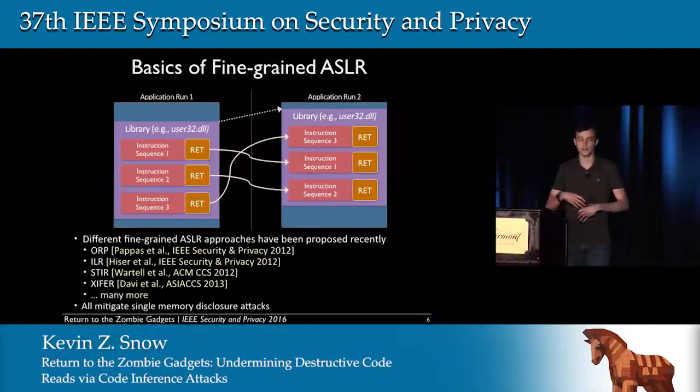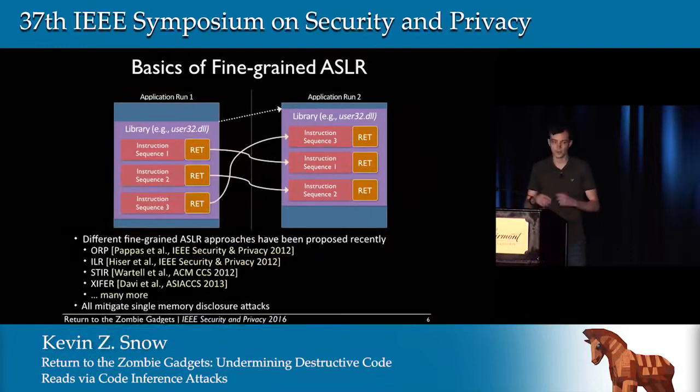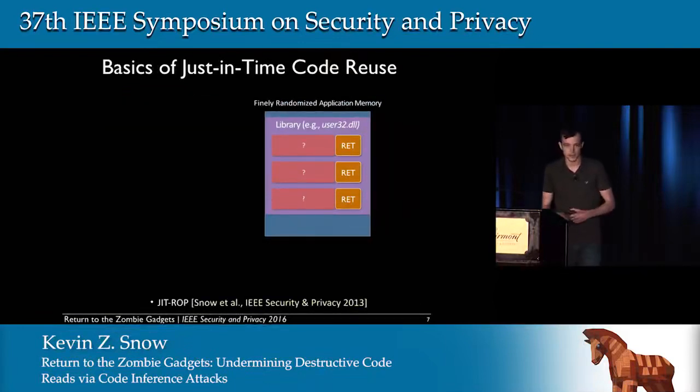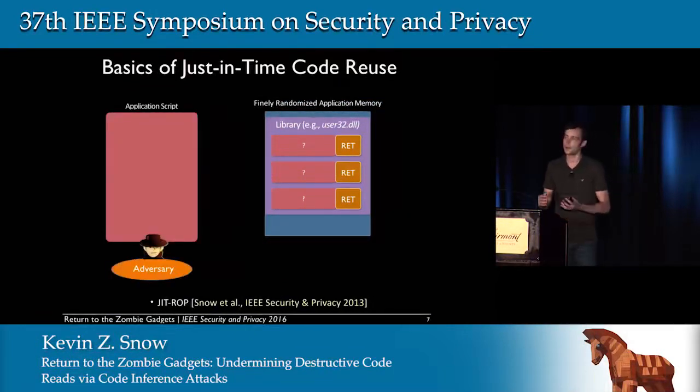And there's been a whole bunch of different proposals for how to implement fine-grained ASLR over the years, but they all essentially mitigate this single memory disclosure attack that I described in the last slide. So at this point, we have application memory that's been totally randomized, but we can't forget that the attacker is launching their attack from a script that's supported in the application they're exploiting, like JavaScript in a web browser. So unfortunately, the attacker is not restricted to using this memory disclosure vulnerability a single time.